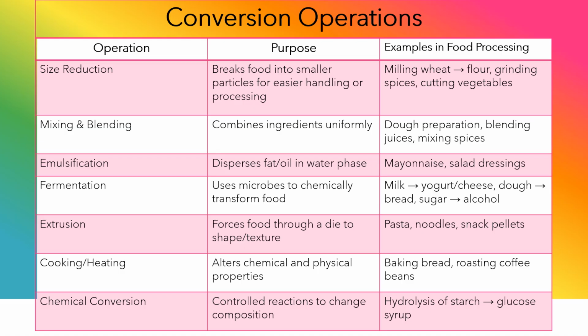The next one is extrusion. It forces food through a die to shape or texture. For example, pasta, noodles, snacks. The next one is cooking or heating. It alters chemical and physical properties. For example, baking bread, roasting coffee beans. The next one is chemical conversion. That means controlled reaction to change composition. For example, hydrolysis of starch into glucose syrup.